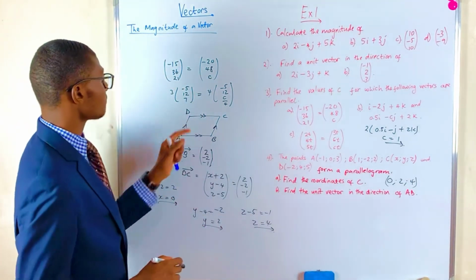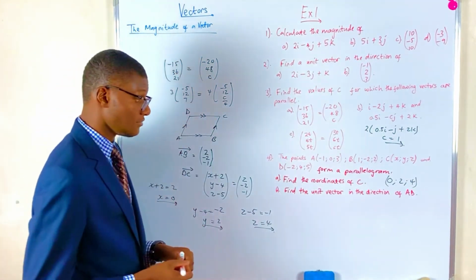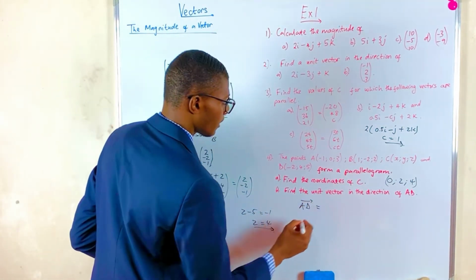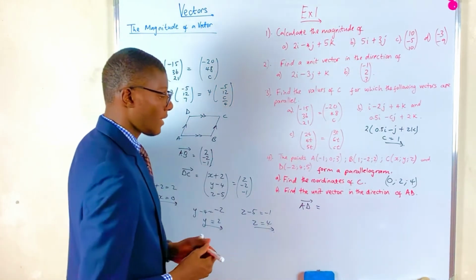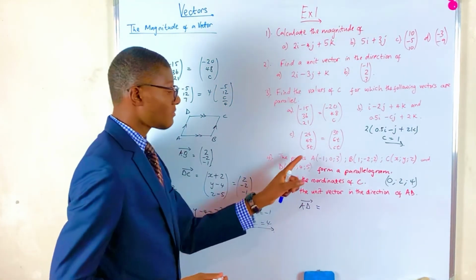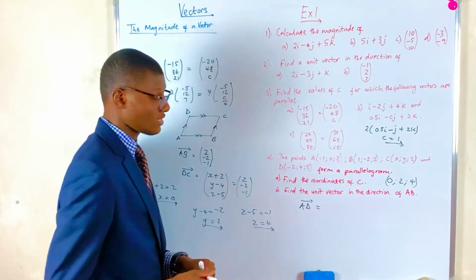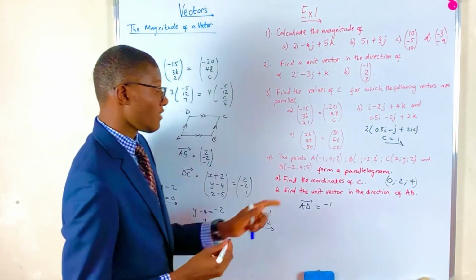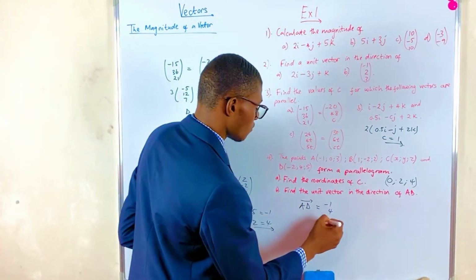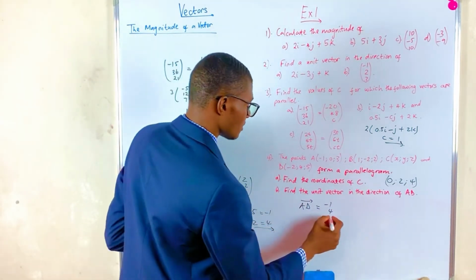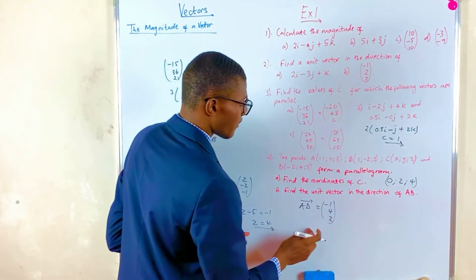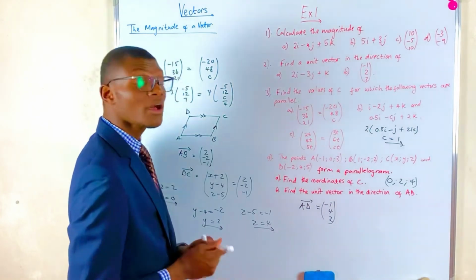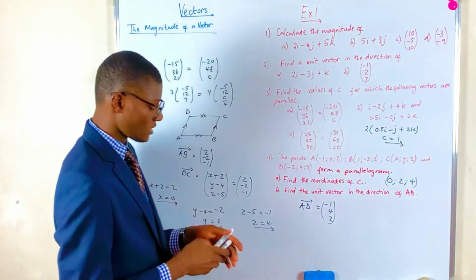So in the direction of AD, we're simply finding the vector AD first. So AD is equal to coordinates of D minus A, minus 2 minus 1, that's minus 2 plus 1, which gives us minus 1. And then 4 minus 0, that's a 4. And 5 minus 3 is 2. So we want to find the unit vector in the direction of that vector, minus 1, 4, 2.